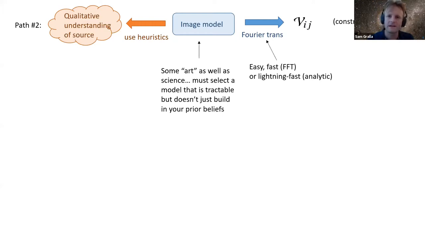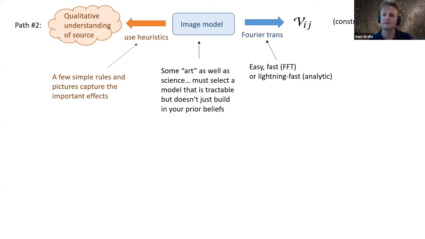But if you've done that and you've inferred the general characteristics of the image, then the last step is to use some heuristics to infer what might be going on in the source. And that's a place where I've been involved over the last couple of years. And I'm going to tell you some about that today.